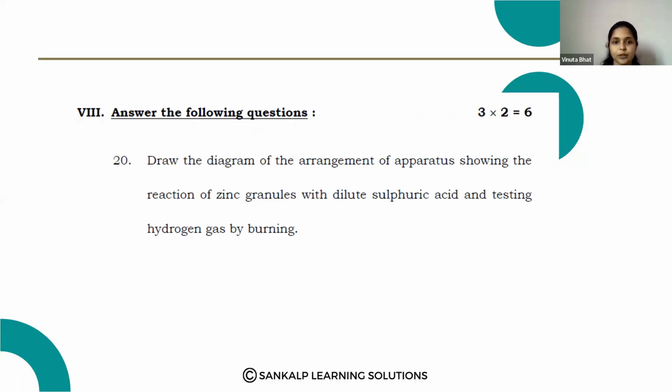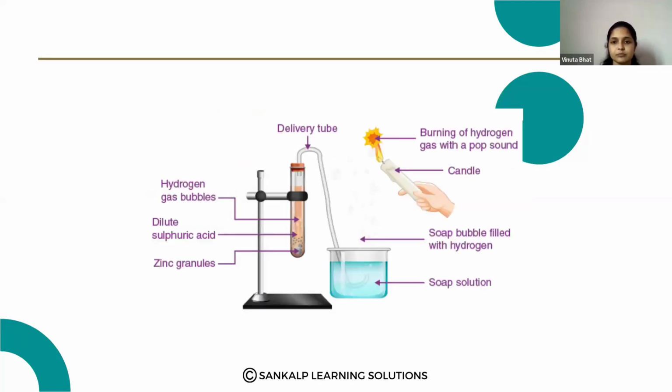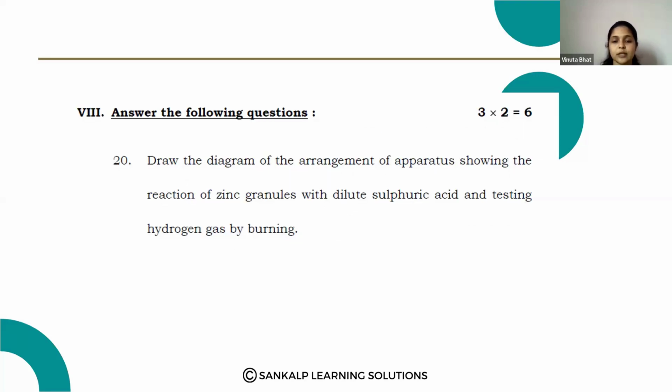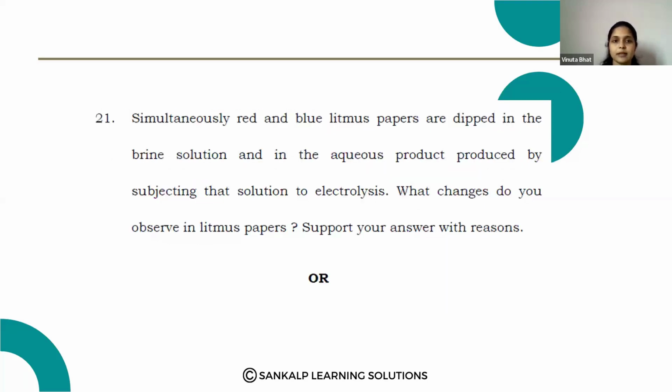Total 6 marks. Draw the diagram of the arrangement of the apparatus showing the reaction of zinc granules with dilute sulfuric acid and testing hydrogen gas by burning. This is the question. You have to draw this diagram for the 2 marks. You can refer to the NCERT textbook also. Next question.